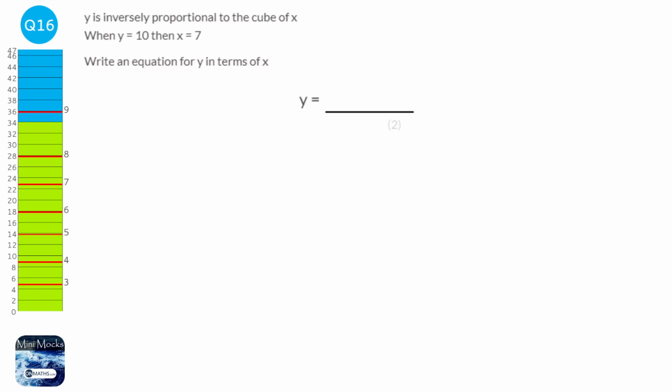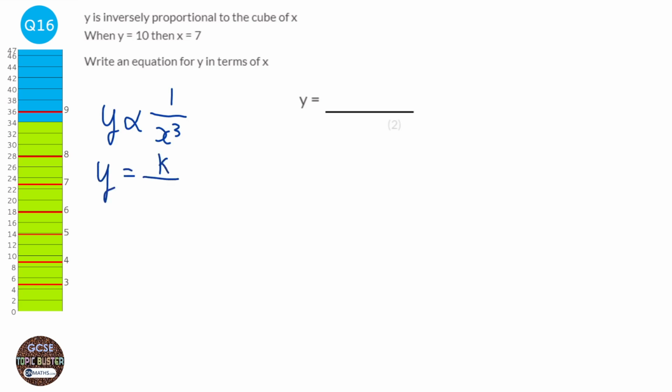So we're told in the question that y is inversely proportional to the cube of x. So we can show that by y is proportional, inversely, which would be 1 over the cube of x. Now to convert that proportionality symbol into an equals, we need to introduce a constant to the right hand side. So we get y equals k over x cubed. And all I've done to the right hand side is multiplied it by k.